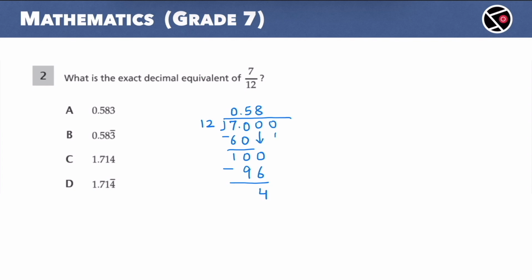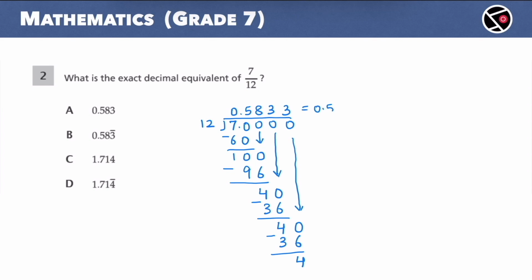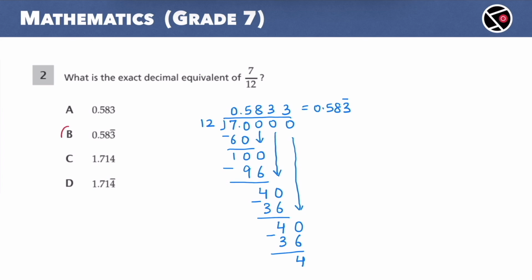We put another 0 over here, pull it down. We have 40. 12 3s are 36. 40 minus 36 is again 4. Another 0, we get it down. We have 40 again, and 12 3s are 36. This continues. We can represent this as 0.583 with a small bar on the top. This bar means that the 3 is repeated continuously. We pick B as our choice.